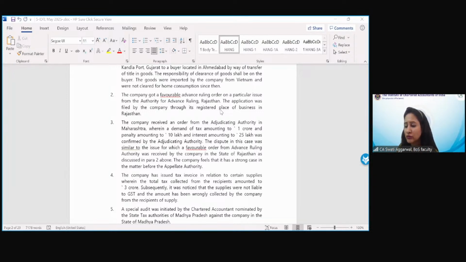Good, Anshu Sharma. Good to see your level of participation. You are very prompt in participating, and that too, you are giving the correct answer. Very good.